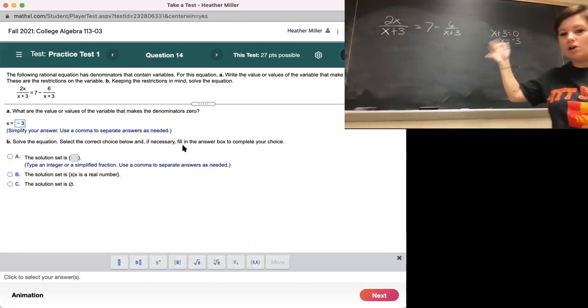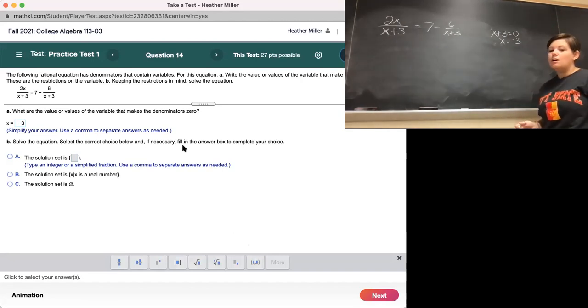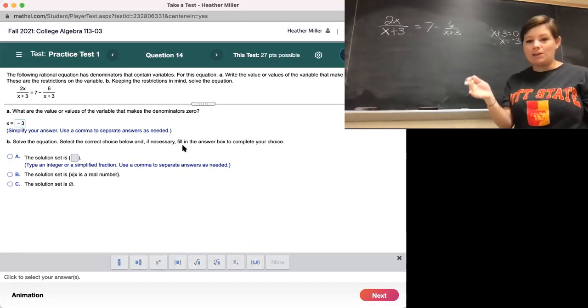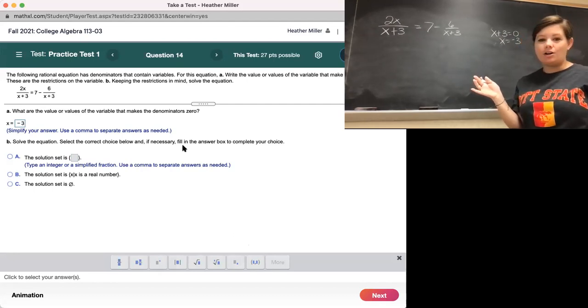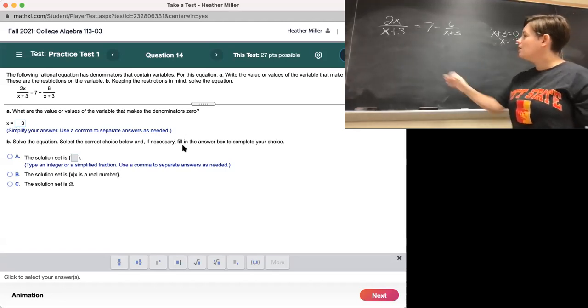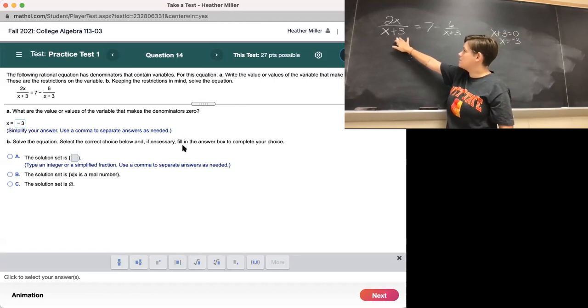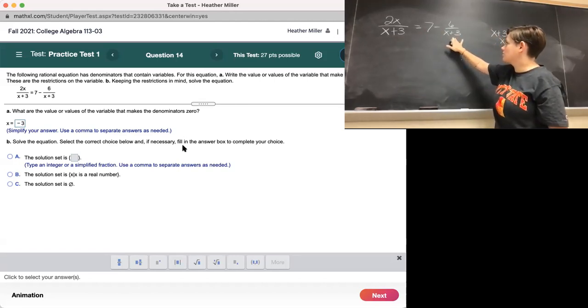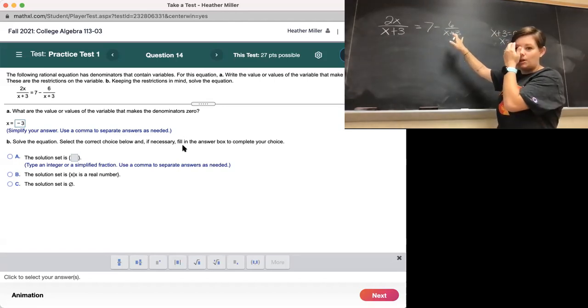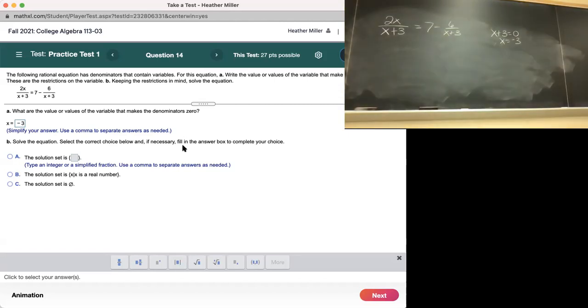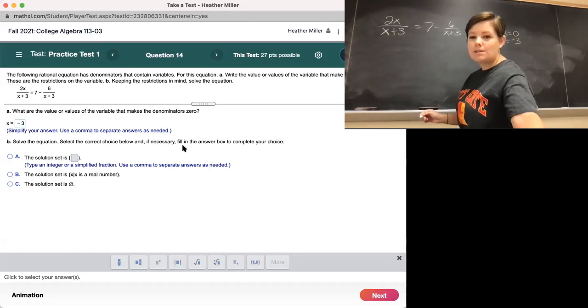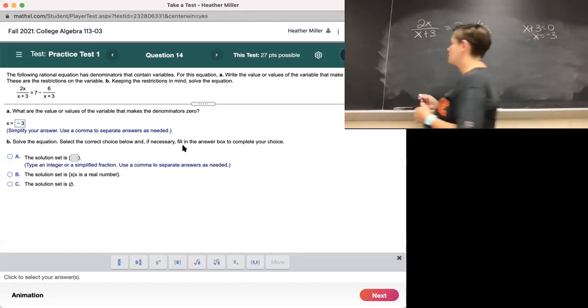And then we need to actually solve and figure out what our solution is. In the last rational one we did, we just multiplied by the common denominator and that got rid of our bottoms. However, we can't do that if our variable is in the bottom. We actually need to get a common denominator for everything. Luckily, we have x plus 3 and x plus 3, so two of them already have the same denominator. The only one that doesn't is the 7. So I just need to multiply the 7 by x plus 3 over x plus 3.